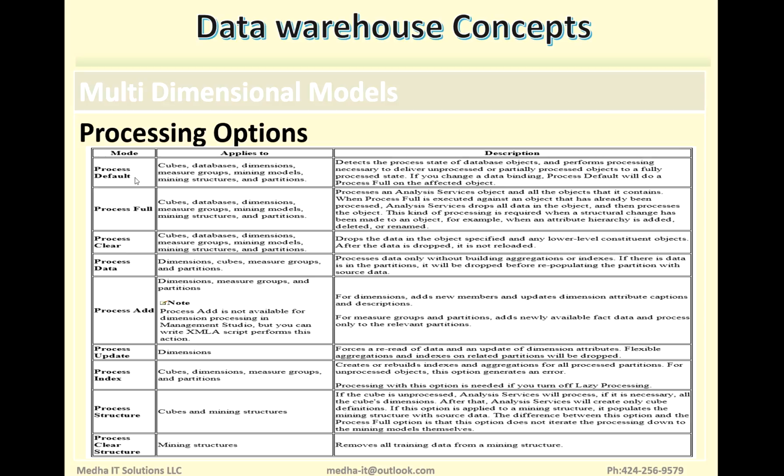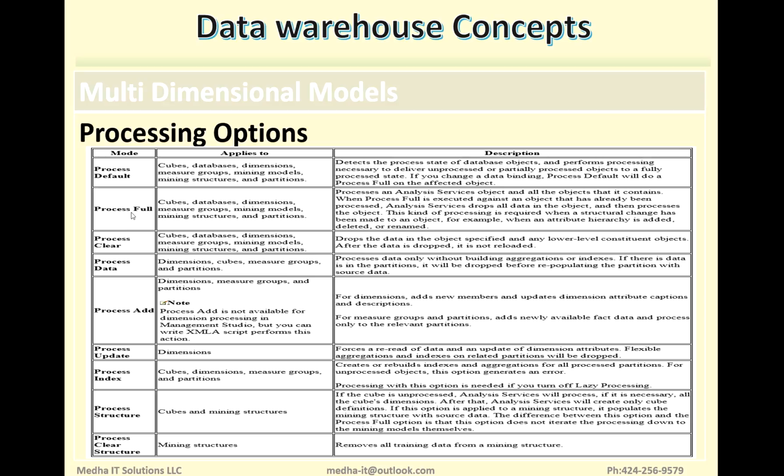Process default is the option we generally get when processing a cube, dimensions, databases, measure groups, mining models and partitions. It detects the process state of the database object and performs the processing. That means, depending on the state of the object, Analysis Services determines what kind of processing it needs to do. So, instead of us deciding, Analysis Services does it for us. If you do not know what kind of processing you want to do, you can go with process default.